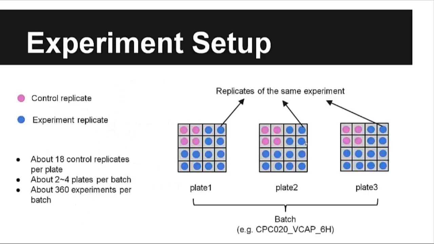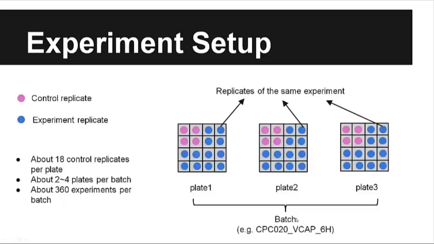So here's the experiment setup. I think Mario pretty much already explained it. So I want to briefly describe it here because it has consequences on how we analyze the data. The purple is control, the blue is the experiment. So here is the concept of batch. I think Broad calls it a perturbation group. So I just call it a batch.